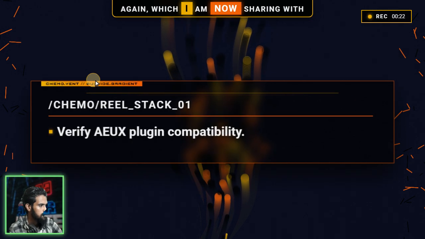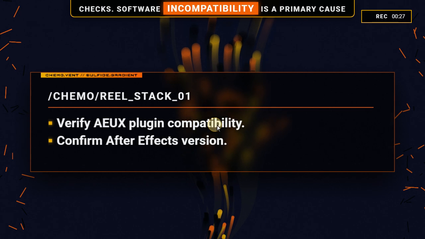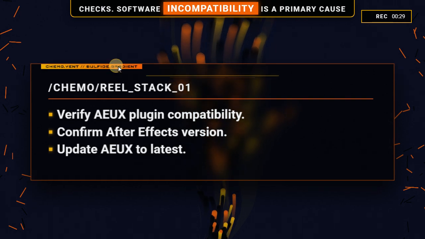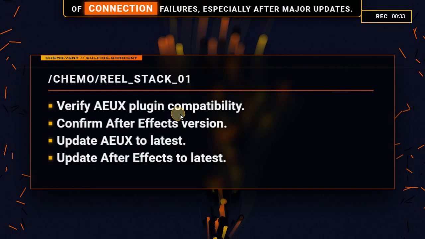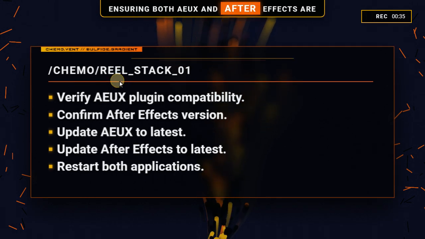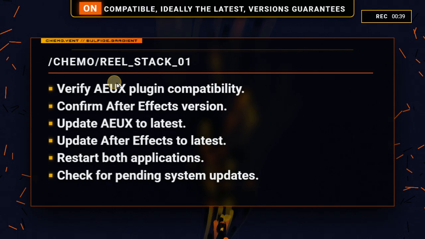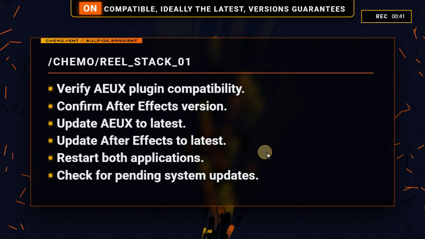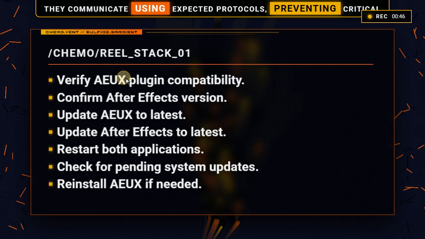First, we address compatibility through version checks. Software incompatibility is a primary cause of connection failures, especially after major updates. Ensuring both AEUX and After Effects are on compatible, ideally the latest versions, guarantees they communicate using expected protocols, preventing critical handshake errors and workflow disruptions.